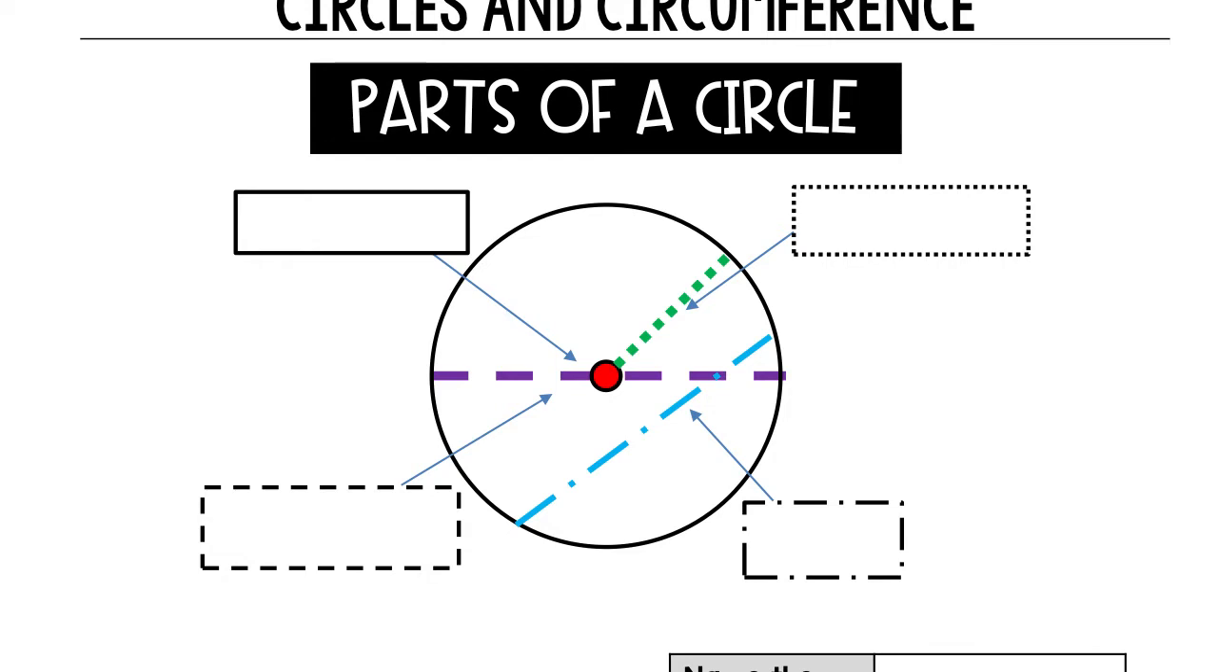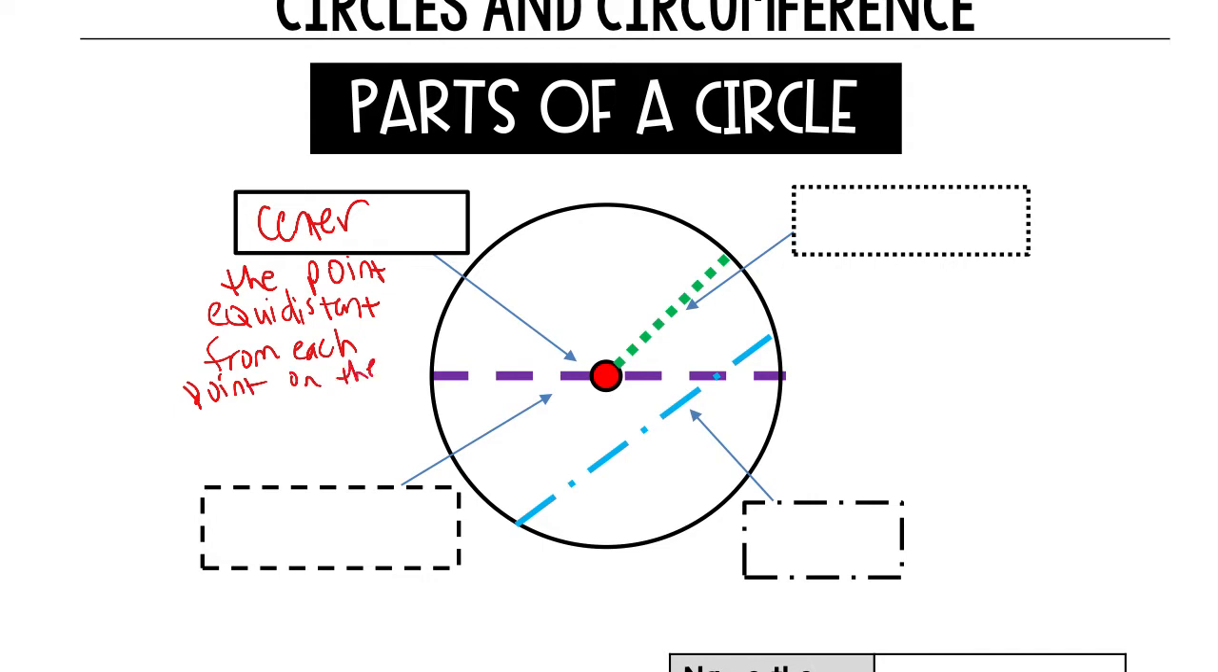So let's go ahead and start out. Obviously, this big red bullseye right in the center. That's exactly what that is. The center. That's the point equidistant from each point on the circle. So center, that's what that is.